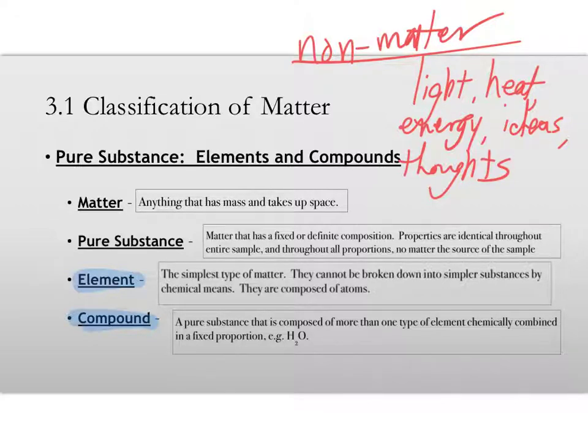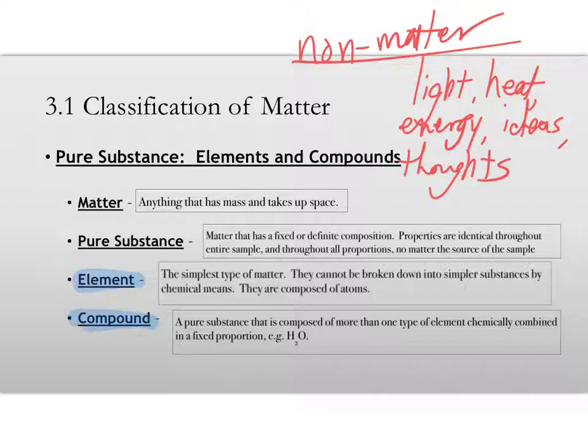So for example, water is always water. It doesn't matter if you get the water from an asteroid out in space. It doesn't matter if you get it from our atmosphere. It doesn't matter if you get it from the ocean or from your tap at home, from your toilet at home, whatever. It's still H2O always.